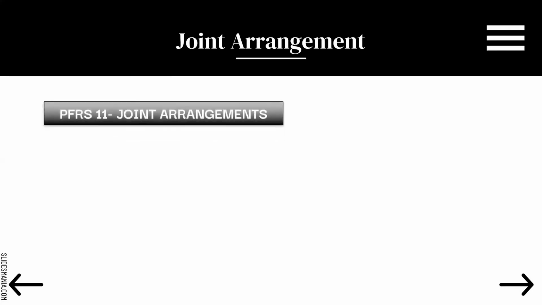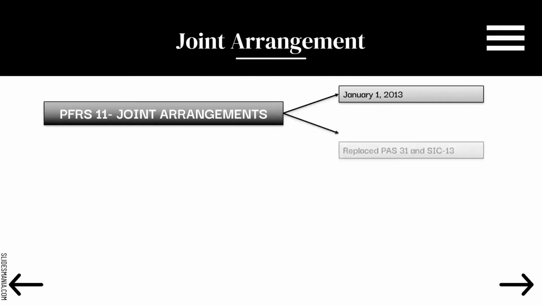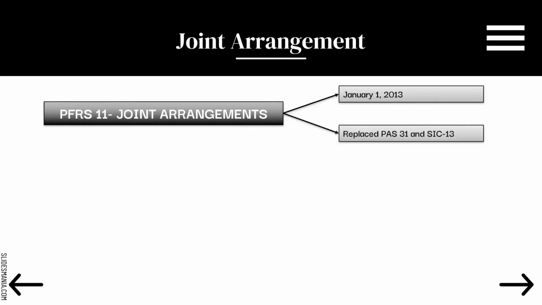So PFRS 11 joint arrangements is a relatively new standard which was issued in 2011, and all entities must apply this standard for the period starting January 1, 2013. This standard replaced the old PAS 31 and interpretation SIC 13, non-monetary contributions by venturers. So these two are no longer valid.